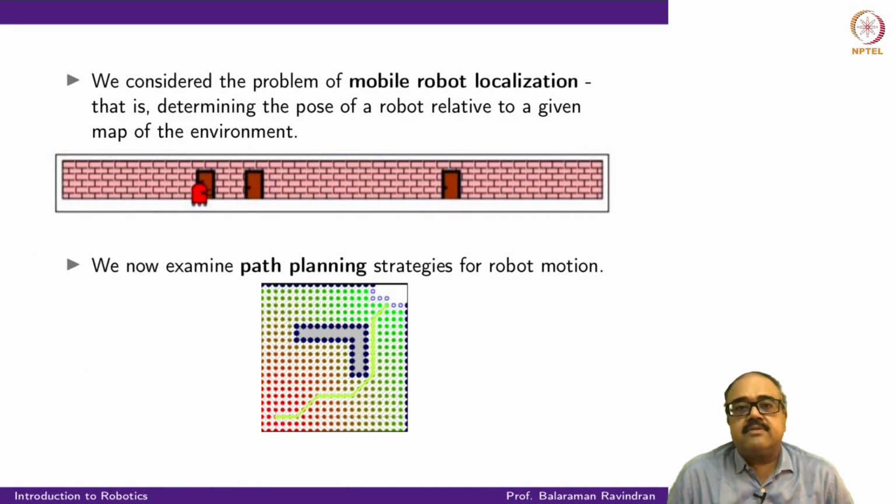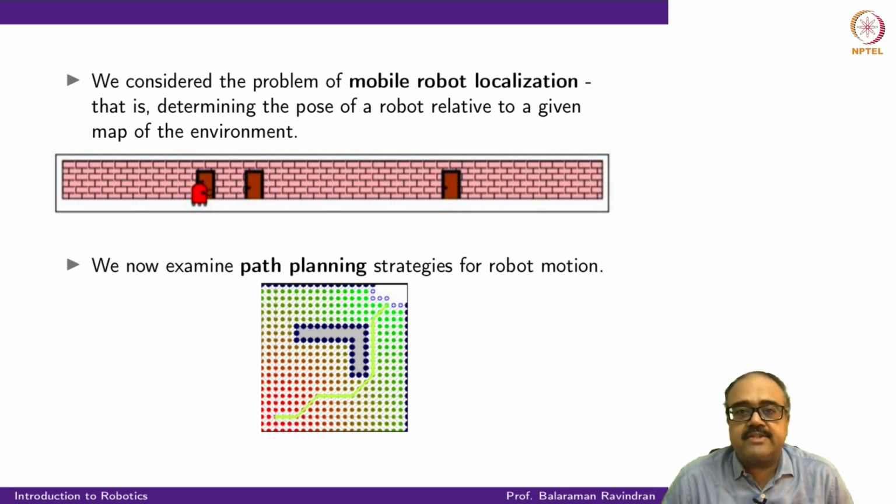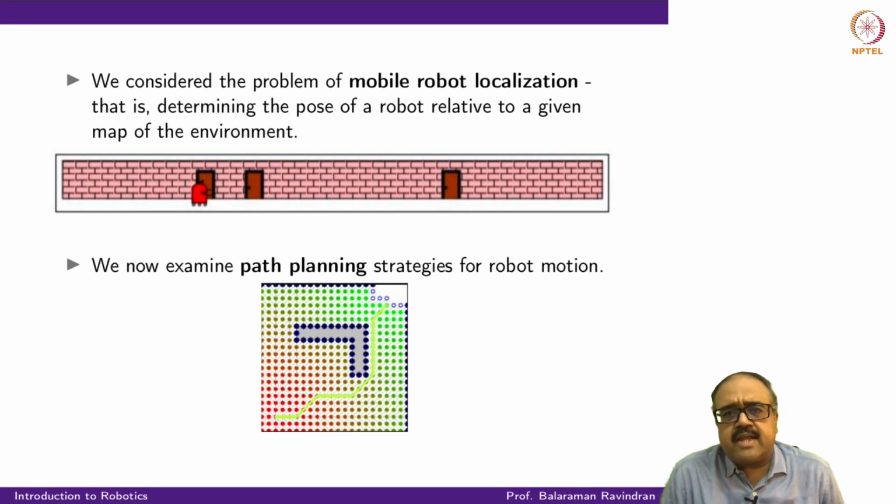Hello everyone. So this week, so far we considered the problem of mobile robot localization. We looked at the localization taxonomy. We also looked at Markov localization, and we saw a little bit on how to do this localization given a feature-based map. Most of the algorithms are looking at grid-based maps. Now for the next lecture, we are going to look at path planning strategies for robot motion.